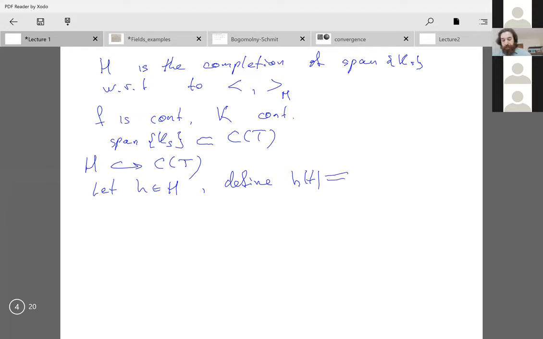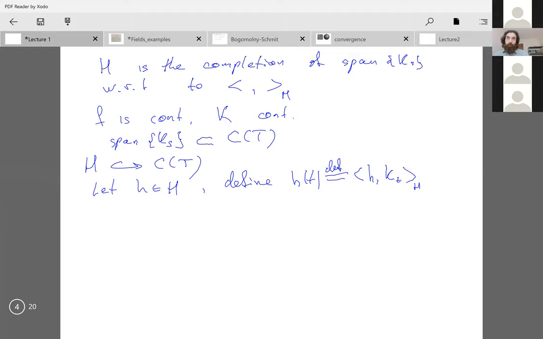And just by definition, this is the scalar product of H and KT. So this product, of course, is defined. So this is a well-defined object. Now, this is indeed a function. Now, what can we say about this function?